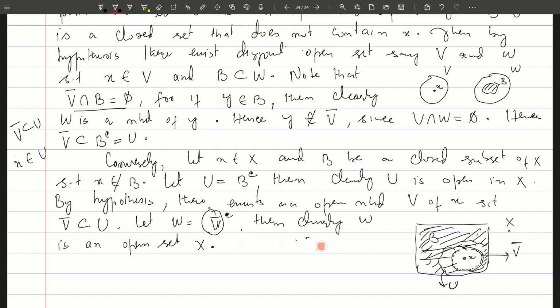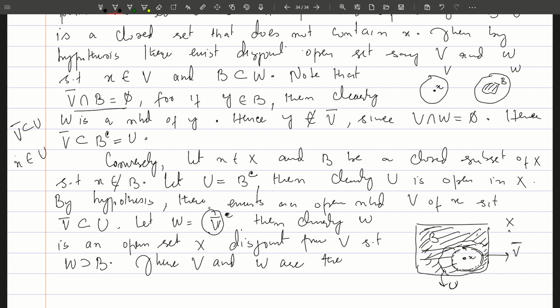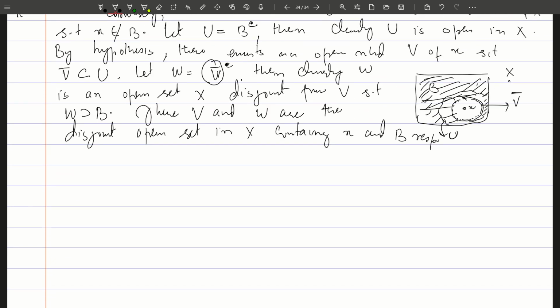Let us write one more thing over here. So then clearly W is an open set in X disjoint from V such that W contains B. Therefore, V and W are disjoint open sets in X containing x and B respectively. So this proves the theorem.